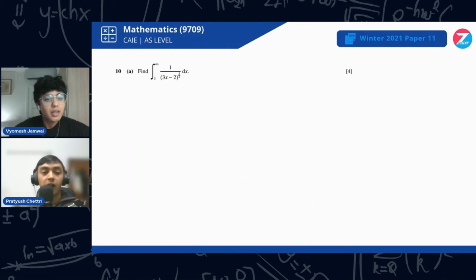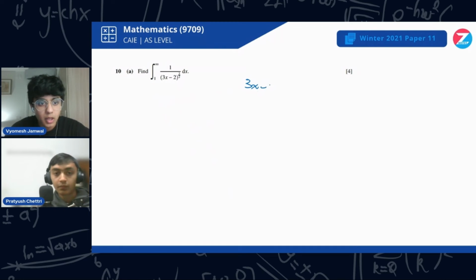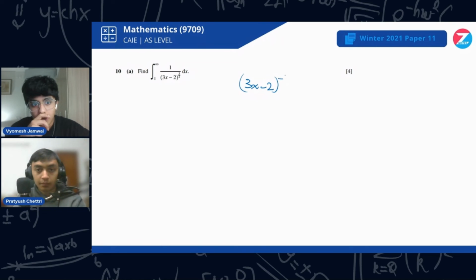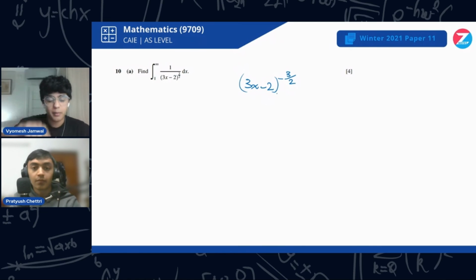Yeah, sure. So it says, okay, it's an indefinite integral. So in this case, just integrate it normally. I would just go with 3x. It's essentially 3x minus 2 to the power negative 3 upon 2, right? I don't exactly remember the exact formula, but I think you just increase the power of it by 1.